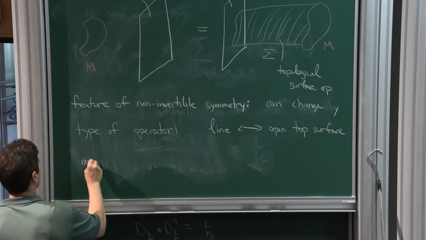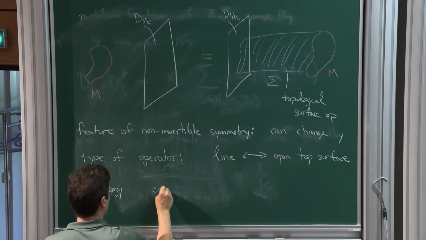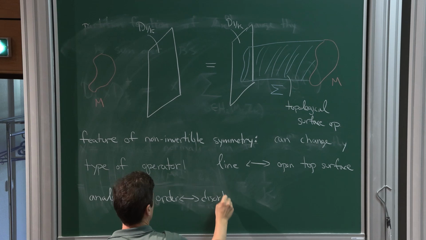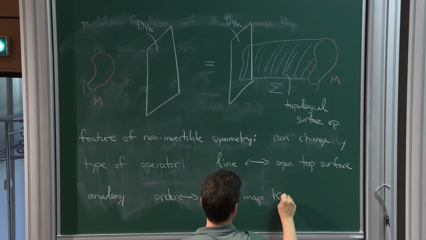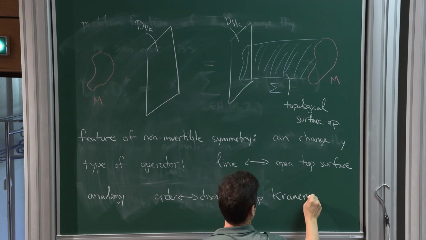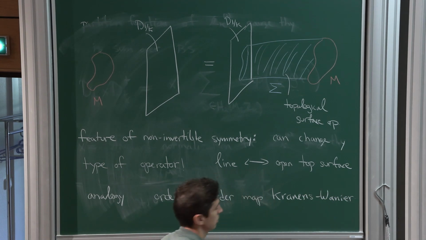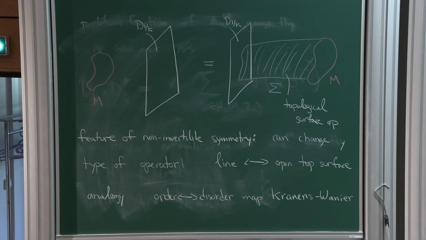And there is a direct analogy to the order-disorder map in the Kramers-Wannier duality, which is another kind of example in lower dimensions. So here what we have is some kind of higher version of that. Points are still going to points, but lines are going to open surfaces.